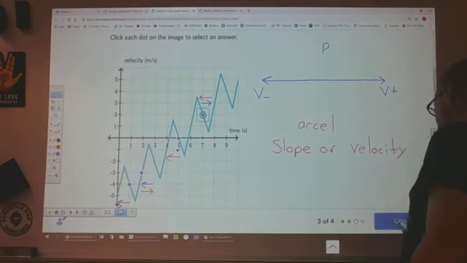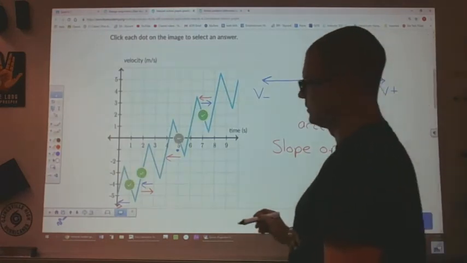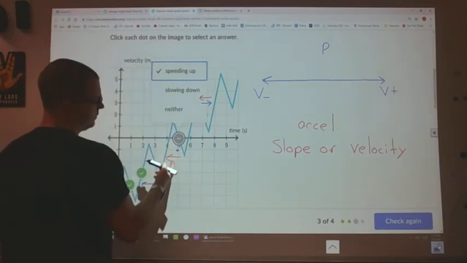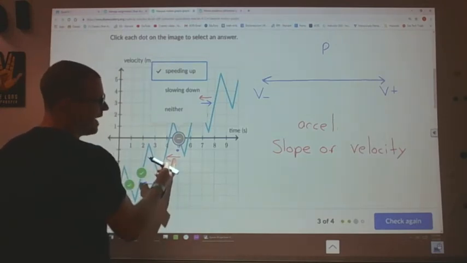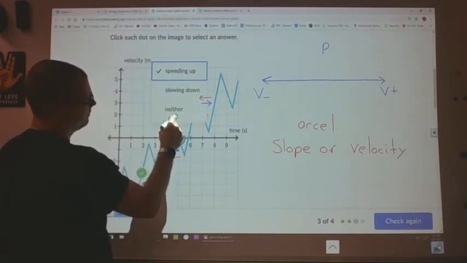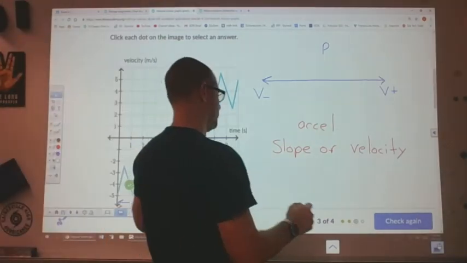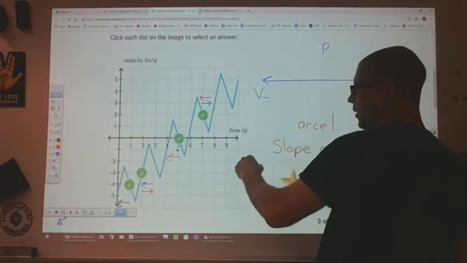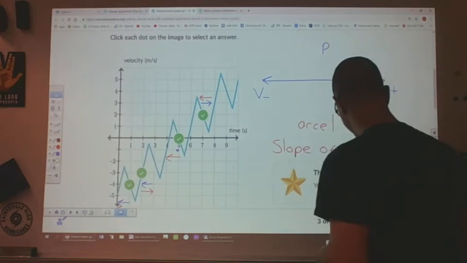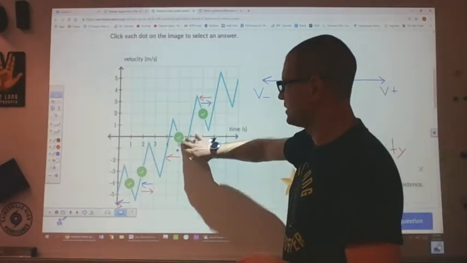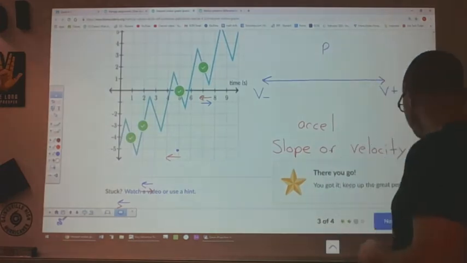Let's see. Check again. Oh, this one. So it's probably a neither, like I thought it was. Or I could interpret this as slowing down because it's a negative acceleration, or neither. But again, our initial velocity there is 0. Let's see, is it neither? They wanted neither. Okay. Again, I would expect it speeding up. Neither I can see because that initial velocity is 0, but okay.